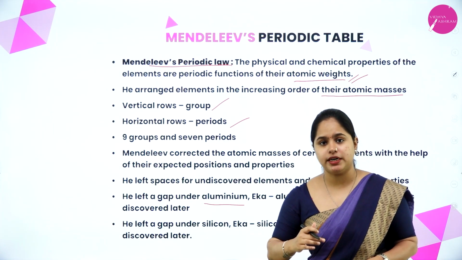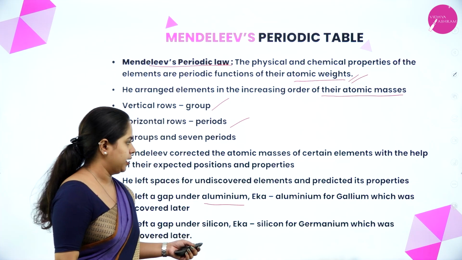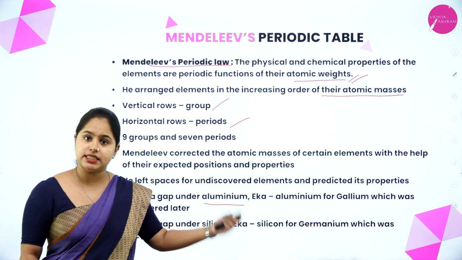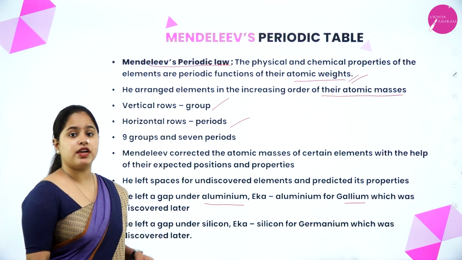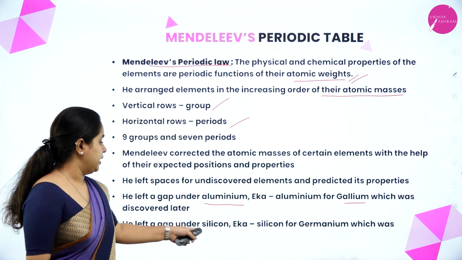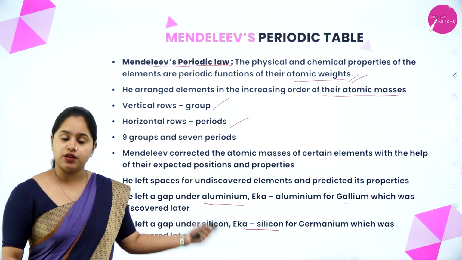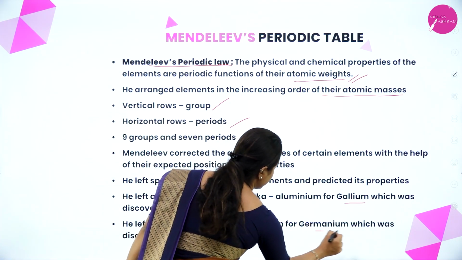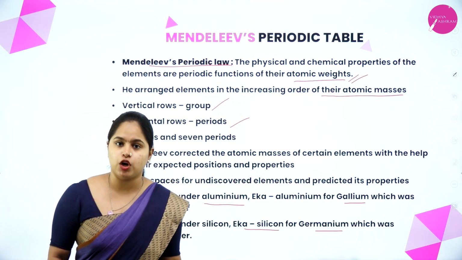Yes, he left a gap under aluminium and he named it Eka aluminium, which was later discovered as gallium, right? In the same way he left a gap under silicon, which he named Eka silicon, and that was for germanium, which was discovered later. So this was the merit of Mendeleev's periodic table.